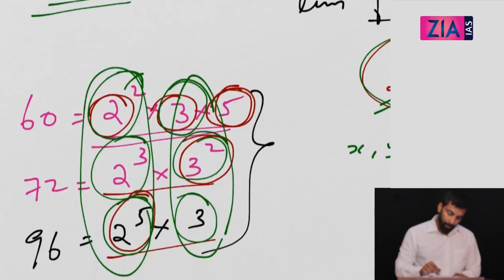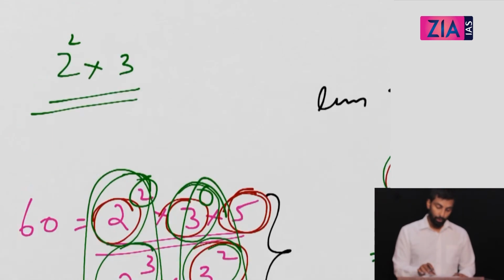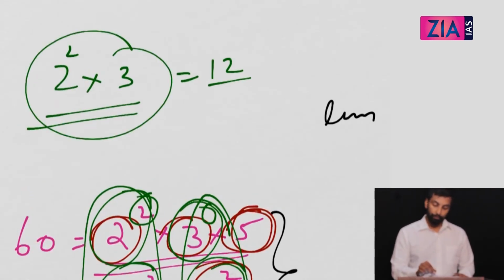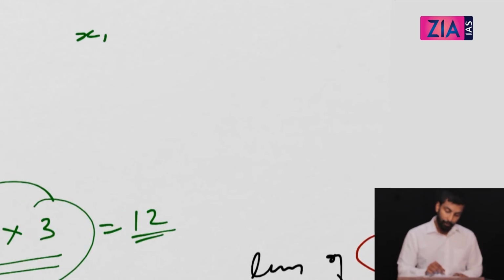So here the lowest power of 2 is 2, and the lowest power of 3 is 1. So that's your answer, and your answer is 12. Then what is HCF? You need to find the HCF of X, Y, Z.